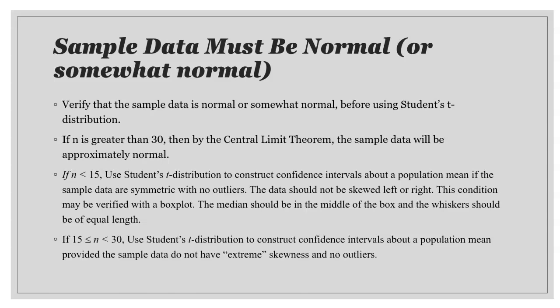Now, if n is between 15 and 30, it doesn't have to be symmetric with no outliers. It just can't have extreme skewness and no outliers, okay? Extreme skewness means where almost the whiskers are mainly on one side, okay? That's extreme skewness. And outliers, it can't have any, all right? And that's if your sample size n is between 15 and 30.